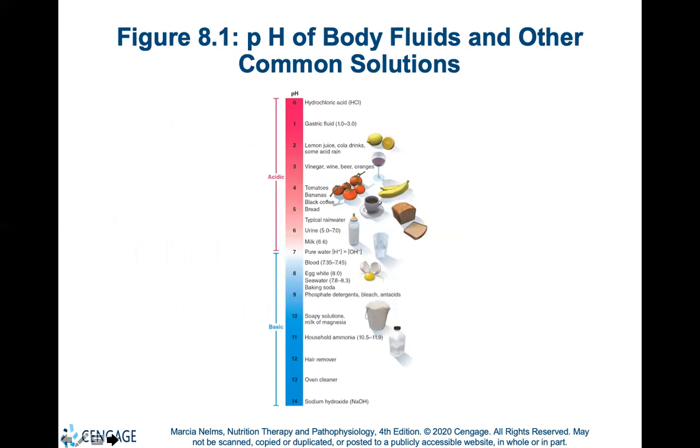Note that reported normal values for arterial pH vary among the numerous references available. For this chapter, the range of 7.35 to 7.45 is used. As shown in figure 8.1, the pH of other body fluids vary, with gastric juice being the most acidic.